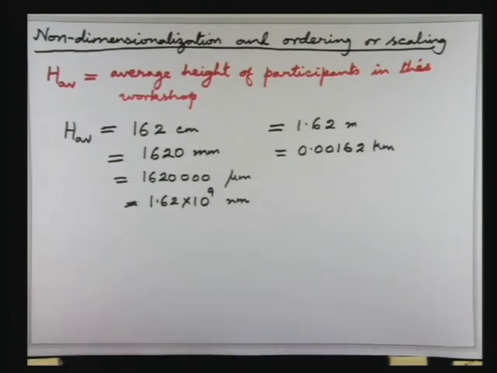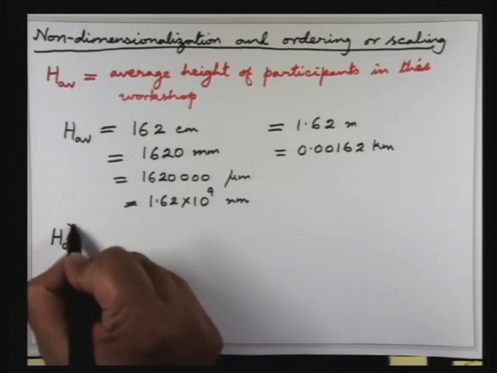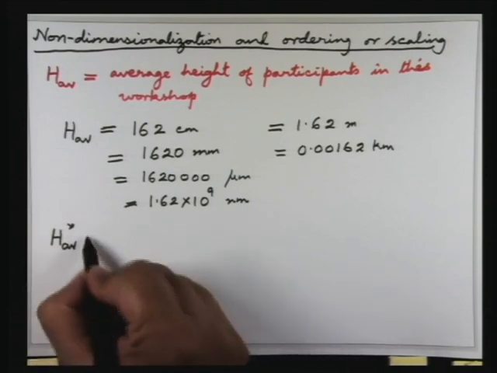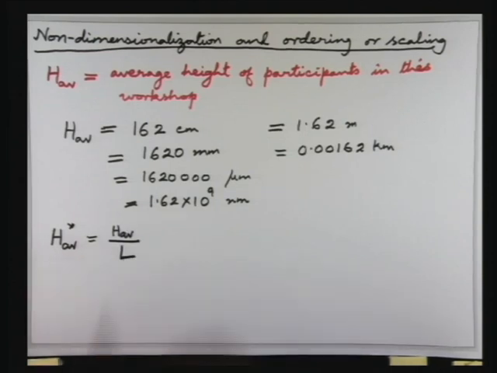Right. So when you are looking at a quantity and you want to say whether it's large or small, it's not the value of the quantity in dimensional form, because that depends on your choice of the units. So you have to decide what is your scale. Now I can define an average height, say H star average, as this dimensional quantity H average divided by some length scale.